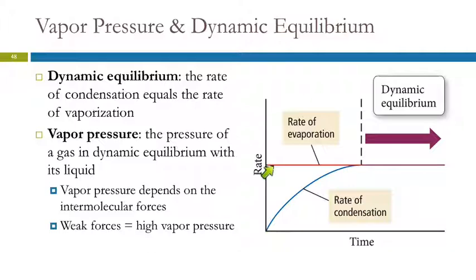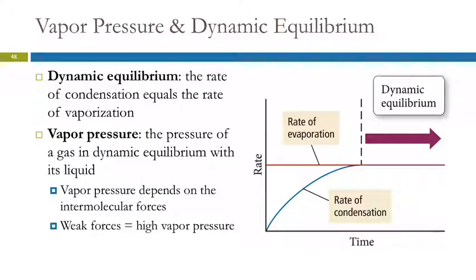So we see this happening. The rate of evaporation remains constant over time. The rate of condensation in a closed flask increases to a point where it equals the rate of evaporation, and then they both remain constant. So we have a dynamic equilibrium. There is a vapor pressure.